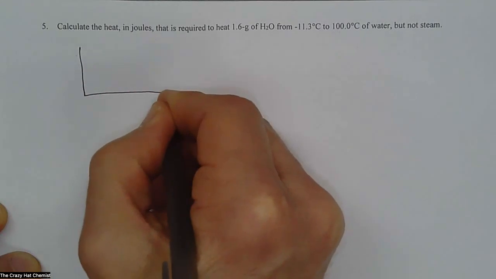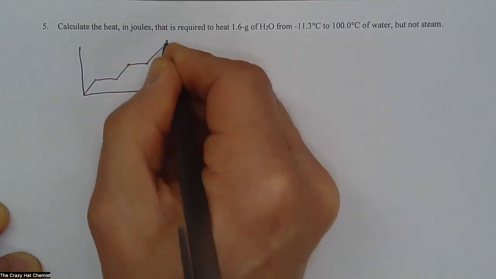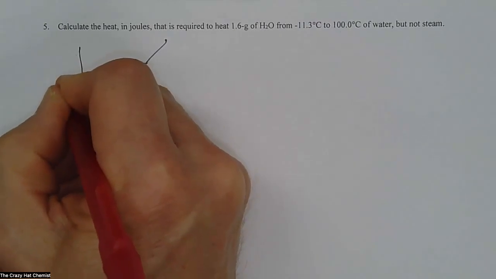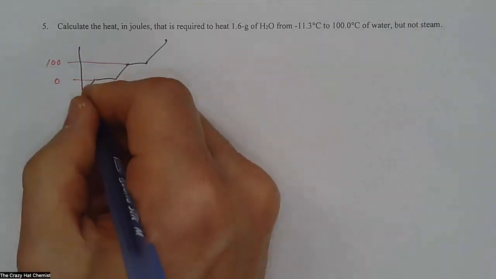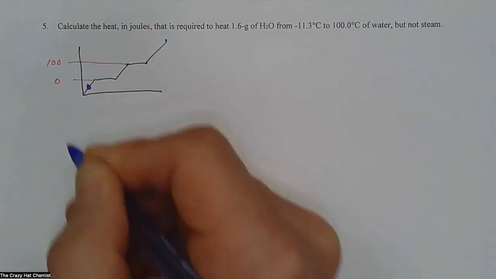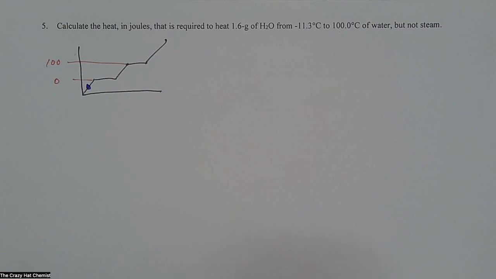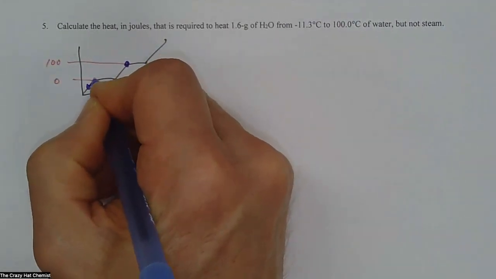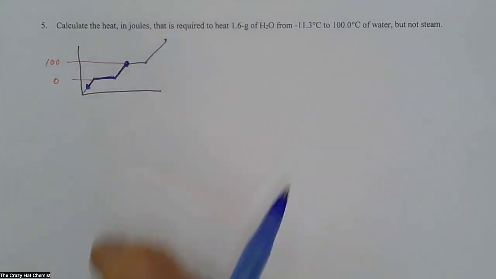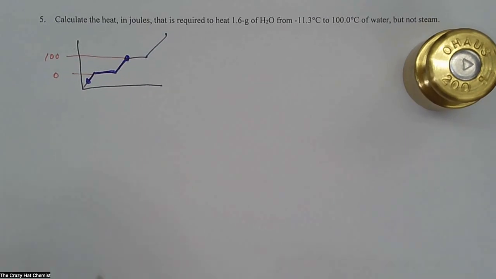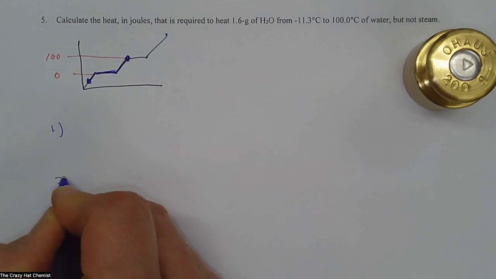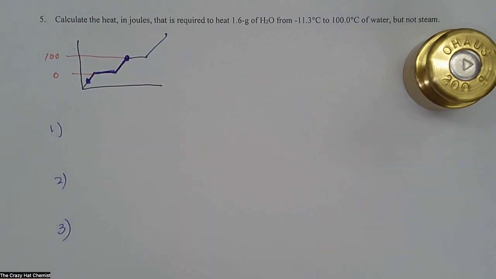So we're going to draw a quick little graph right here. And here we go. Defining this graph is 0 and 100 degrees Celsius because it's water. And it says that we have a negative 11.3. So that's where we are. And then we are going to heat this up to water, but not steam, at 100. So we're right there. So we're going to connect the dots. We're going to do this one step, step number 2, and step number 3. So we're doing 3 steps on this problem, not the 5 like we did before. So we're going to divide this up into 1, 2, and 3 steps.